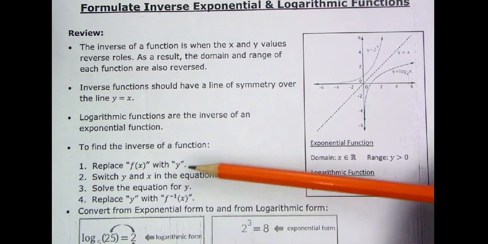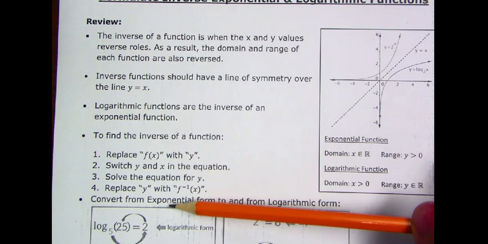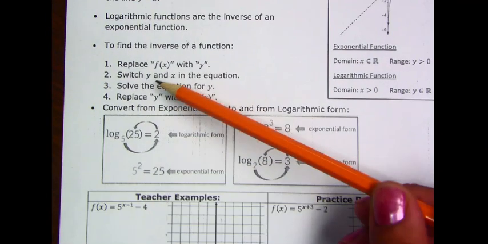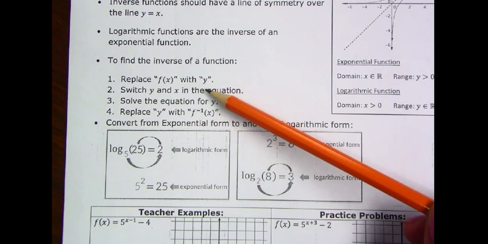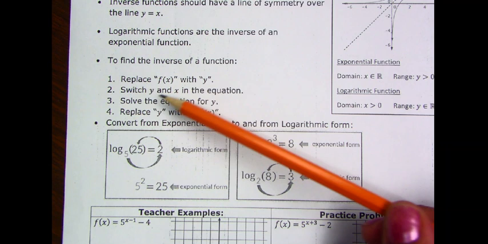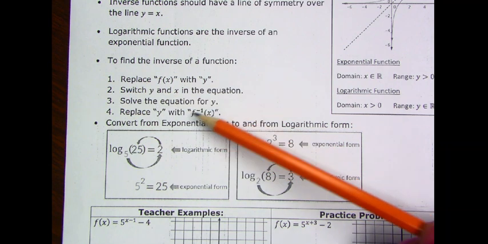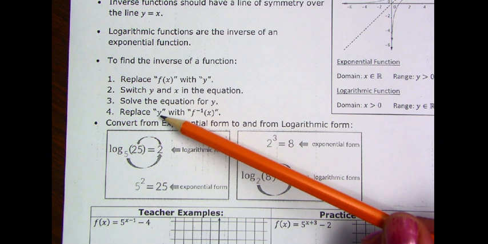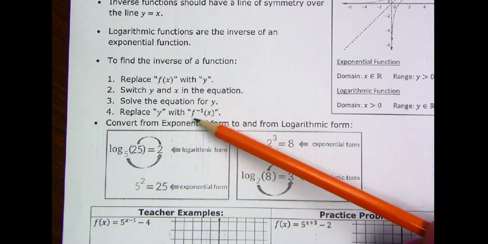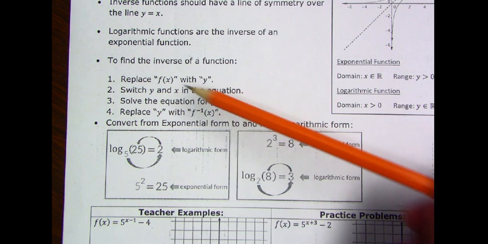So the steps to create inverse functions are the following right here. We're going to replace the f of x with a y. Then we're going to switch y and x in the equation. Then we're going to solve for y. And then at the end, we just finalize the answer by rewriting the equation, instead of just y equals, as an inverse function of the original.